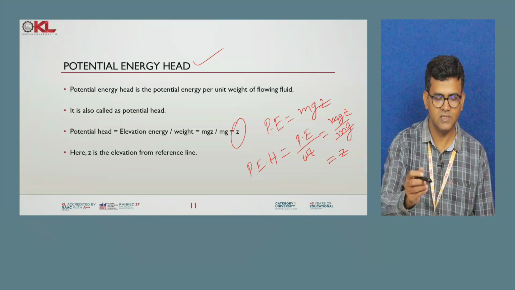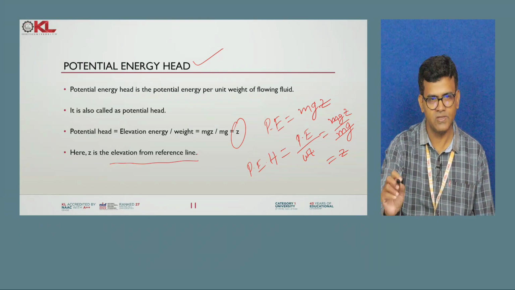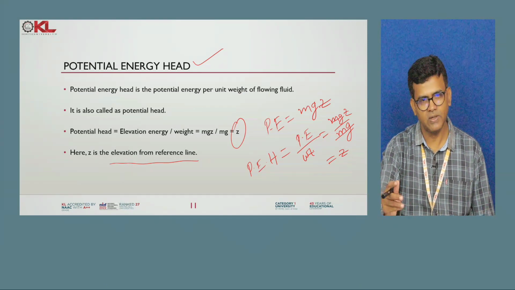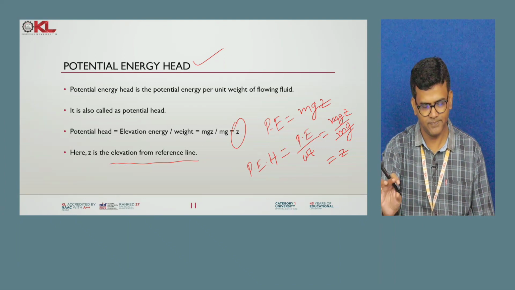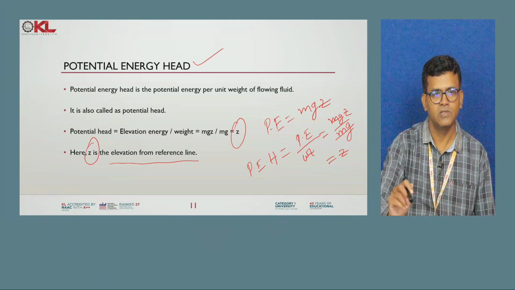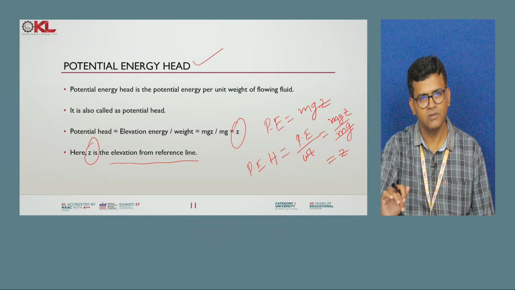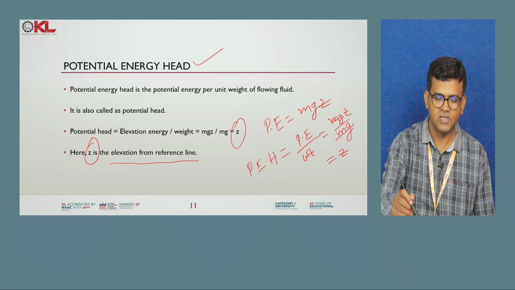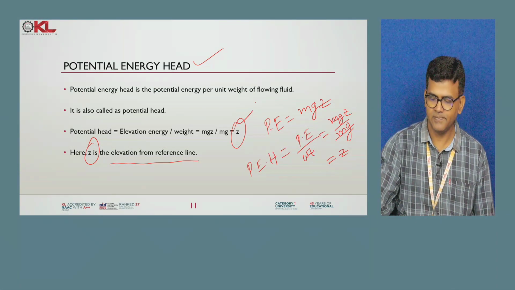Similarly, this is the elevation from the reference line. If a pipeline or open channel flow is there, we take the reference line, and from the reference line up to that level, the z value is there. Simply it is the elevation value. So that is the potential energy head, z simply.